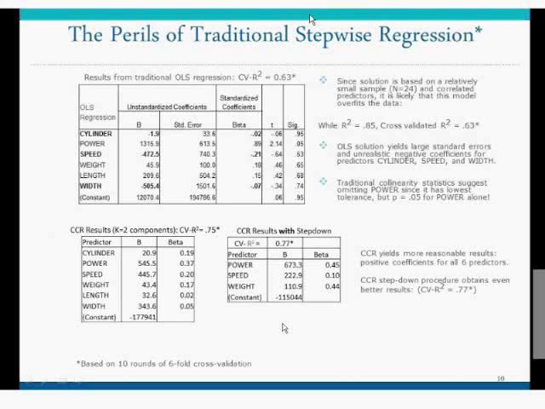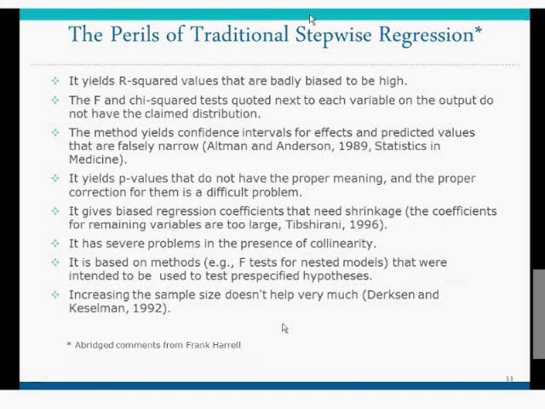Okay, now there are other methods for doing step-down regression or step-up regression. And the most popular way of doing variable selection is with stepwise regression. However, there are many, many problems associated with stepwise regression. And Frank Harrell, who is an expert in stepwise procedures and high-dimensional data regression, lists these; this is obtained from his website and his book also. It yields R-squared values that are badly biased to be high, etc. I'll let you look at that.